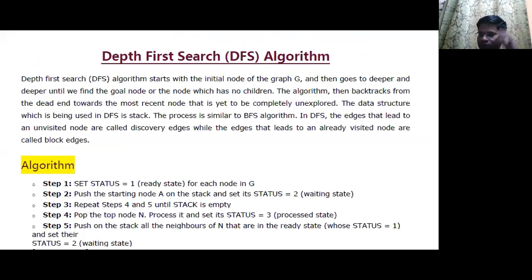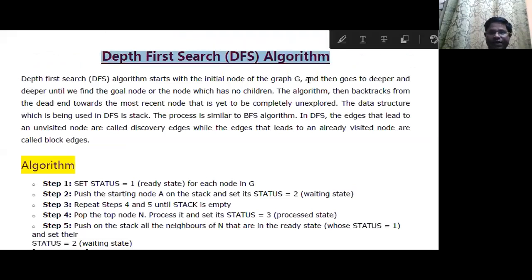So this is the first algorithm, and the next algorithm is DFS, that is depth first search algorithm. So what does this algorithm do? The DFS algorithm starts with the initial node of the graph and then goes deeper and deeper. It means it works in a depth manner. It works depth-wise on the graph until we find the goal node or a node which has no children. It means it searches in the depth of the graph till it reaches the leaf of the graph.